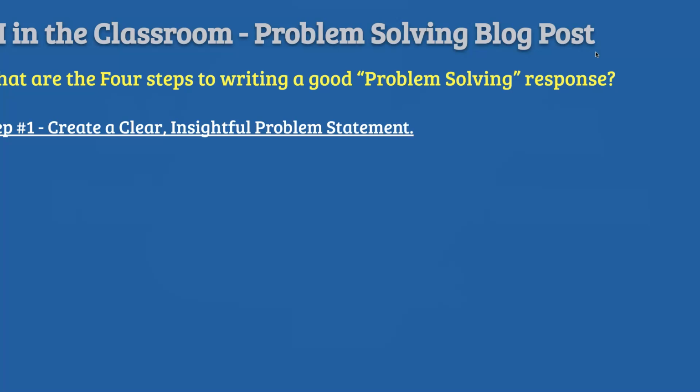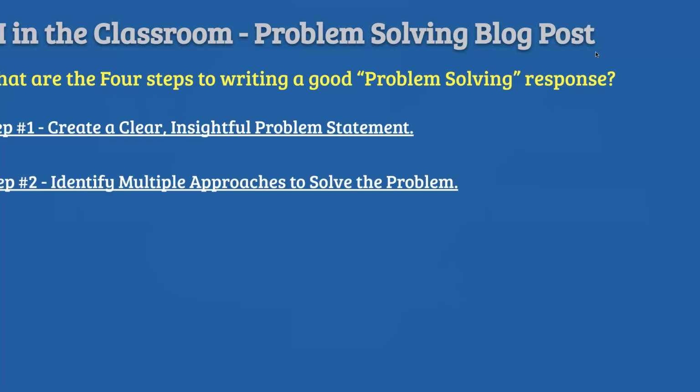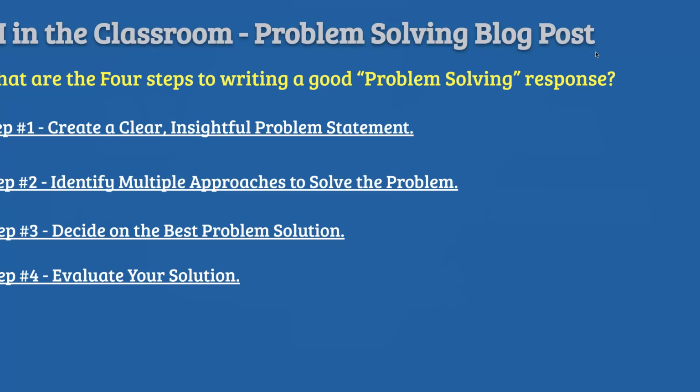Well, the first step is you're going to create a clear, insightful problem statement. And we'll go into each step a little bit more in depth as we get through this. The second step is to identify multiple approaches to solve the problem. The third step is to decide on the best problem solution of those that you thought about in the step before. And then at the end, evaluating your solution.